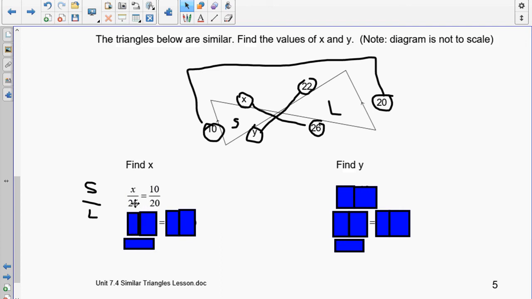All right. So I've got x over 26. To get rid of the 26, I've got to multiply by 26. 26 over 26 cancels, leaving me with just the x left over. Now 10 over 20 also has to be multiplied by 26. And 10 over 20 times 26 is 13. So we know that x is equal to 13. Now, taking a look at the next slide, I want you to solve for y by yourself. So pause the recording and find y.